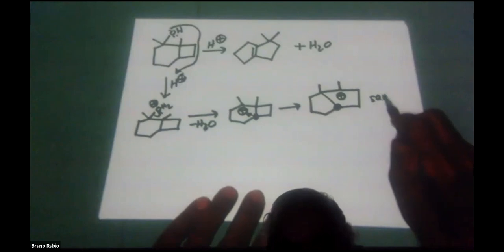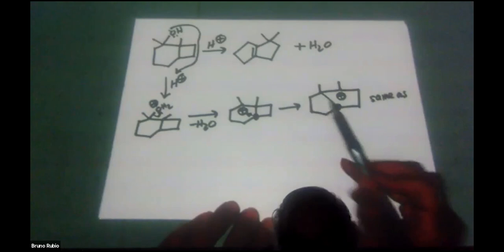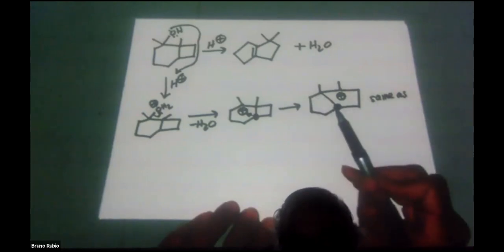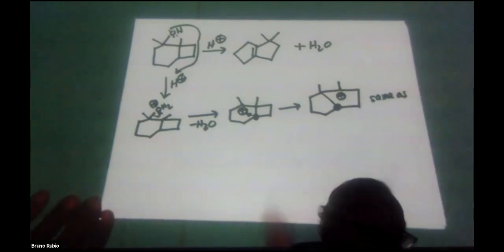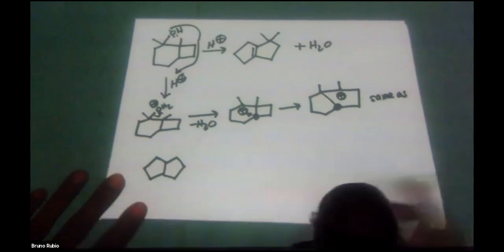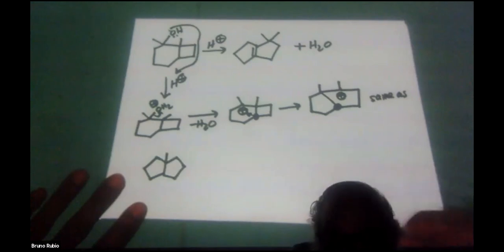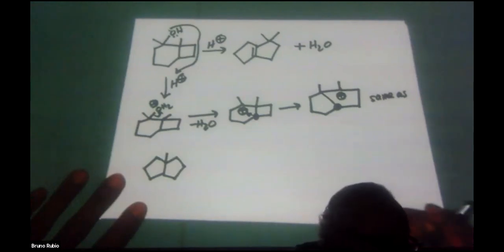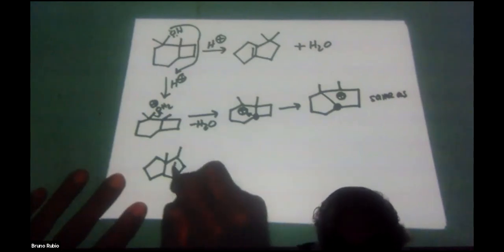So maybe let's fix it. It's a 1, 2, 3, 4, 5, 5-membered ring sharing a side with another 1, 2, 3, 4, 5-membered ring. So this thing could be written like that, with a methyl group here at the ring juncture and a methyl group up here and a positive charge there.